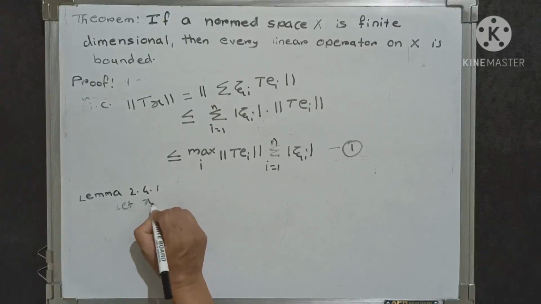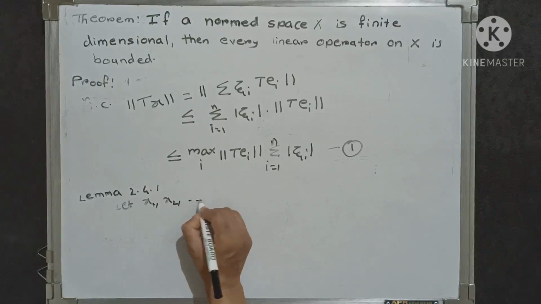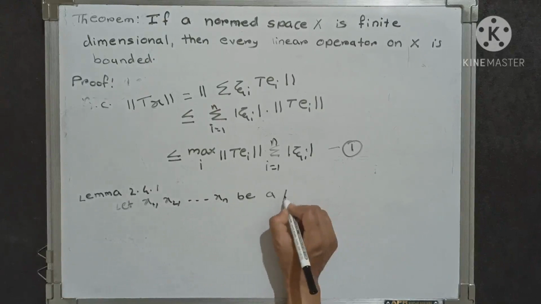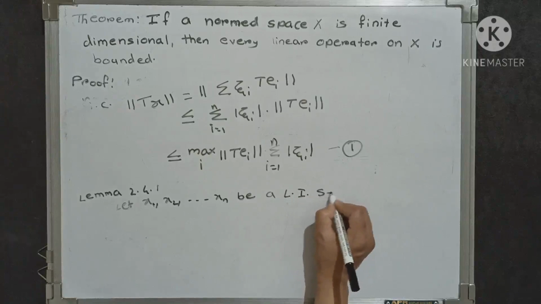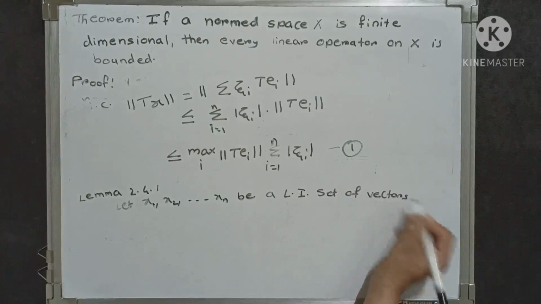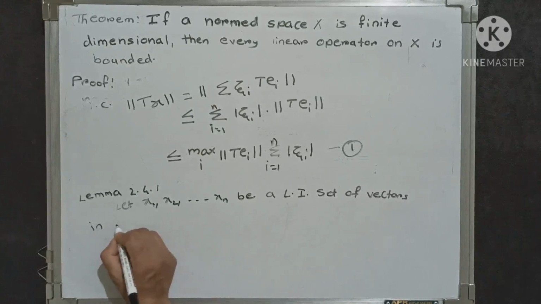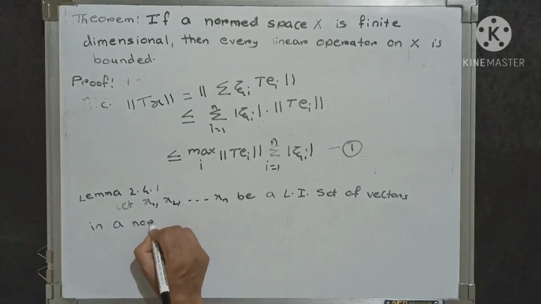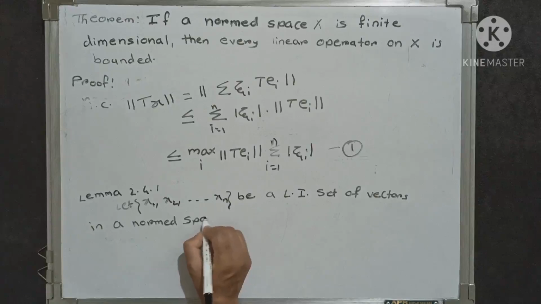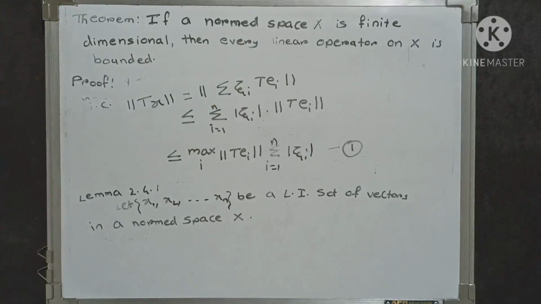let x1, x2, up to xn be a linearly independent set of vectors in a norm space capital X, and this X may be finite dimensional or infinite dimensional.